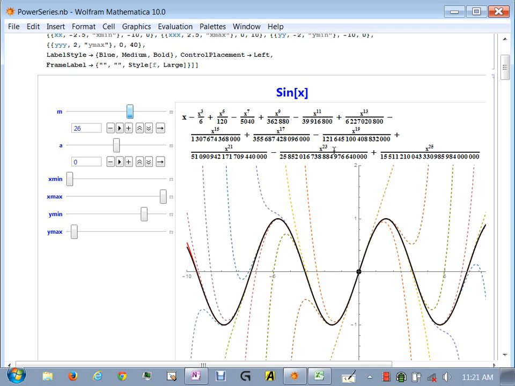Okay, so the point here is this: I can approximate the sine function as closely as I want to with a polynomial, right? And this polynomial, the further I go out, the better the approximation is. The question still remains, where does this polynomial come from? How do I generate this polynomial?